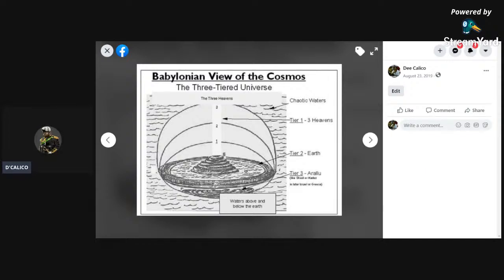The firmament. The amenti is the heavens in the Egyptian culture. You have the three tiers. You have the chaotic waters, which we call the primordial waters, which is the waters above. Then they have the heavens and the sphere in between. And then we down here to earth and Aralu, which is like Sheol or Hades, so-called the underworld.